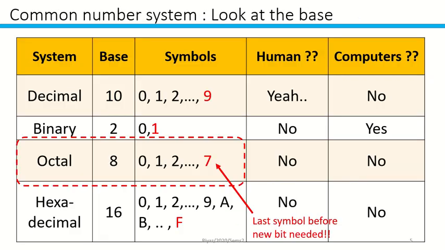So it's done. Now we're going to focus on the octal section, which is base 8. The symbols involved are 0, 1, 2, 3, 4, 5, 6, and lastly 7. So 7 will be the last symbol that can fit into one digit, and for the next level you need a separate digit to process your data.